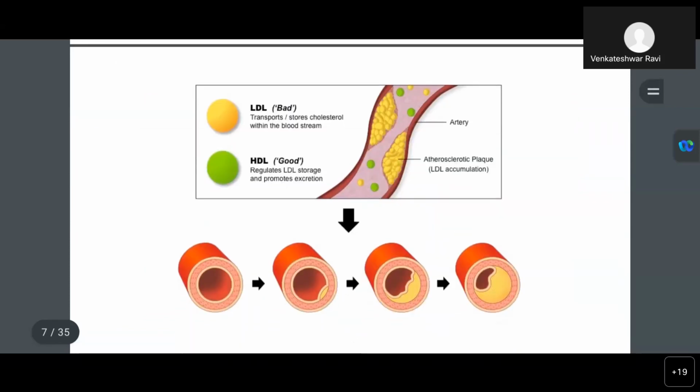So we call them bad and good cholesterol because LDL transports and stores cholesterol within the bloodstream, whereas HDL, the good cholesterol, regulates LDL storage and promotes excretion, thereby reducing the accumulation of cholesterol in the bloodstream.